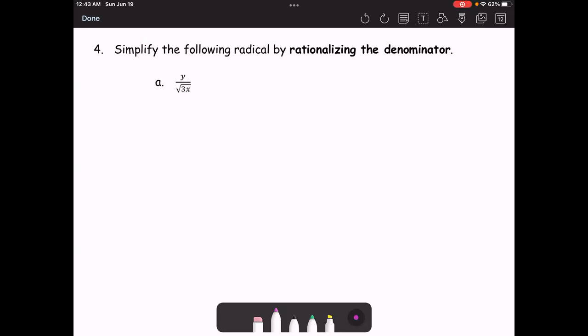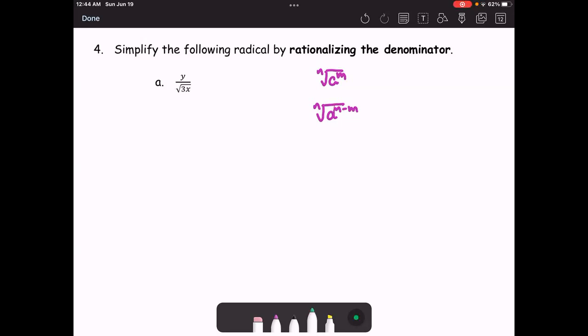We have y divided by the square root of 3x, which has a single term in the denominator. We're going to use the concept that if the denominator is in the form of the nth root of a to the power m, we multiply it by the nth root of a to the power n minus m, both top and bottom.